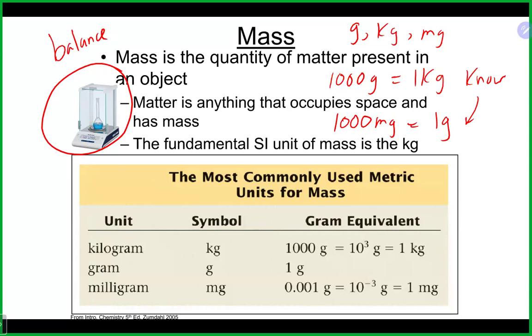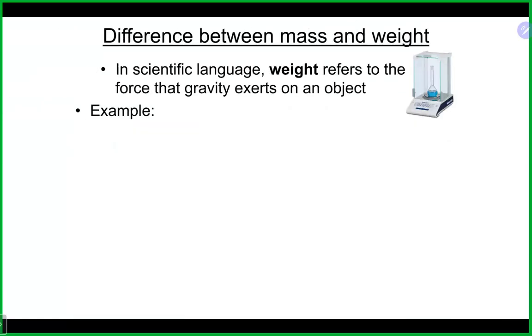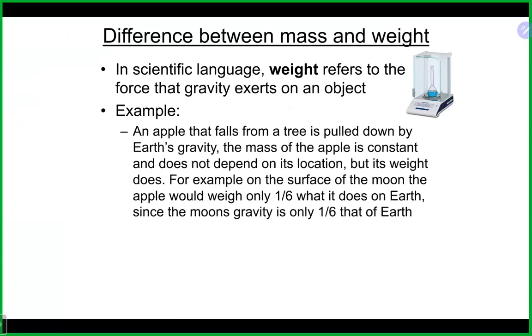Now, as we talk about mass, there's an important difference between two words. They're sometimes interchanged or used together to mean the same thing. And there is really a difference between mass and weight. Mass is independent of the force of gravity, while weight is dependent on the force of gravity. So when we weigh something in the laboratory using a balance, we do refer to it as the mass.